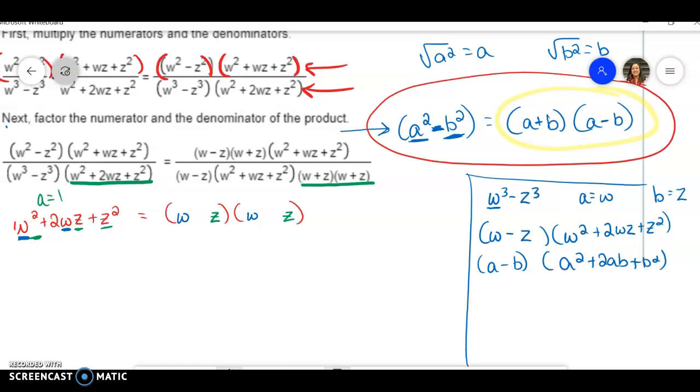But when your a is equal to 1, the way we factor these trinomials is by asking ourselves, what two numbers will multiply to give me the coefficient in front of my z squared. I need it to multiply to give me 1, but add to give me 2. So what numbers will multiply to give me a positive 1, because that's a plus z squared, but add to give me 2.